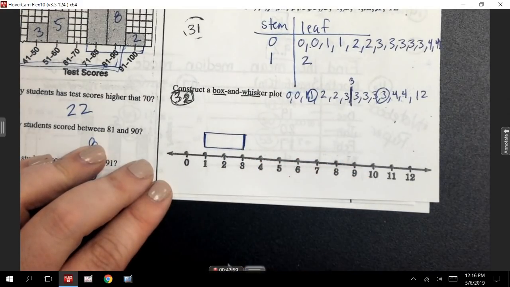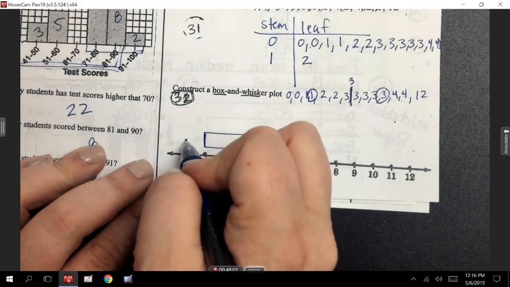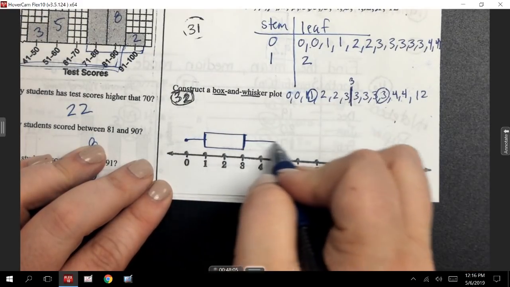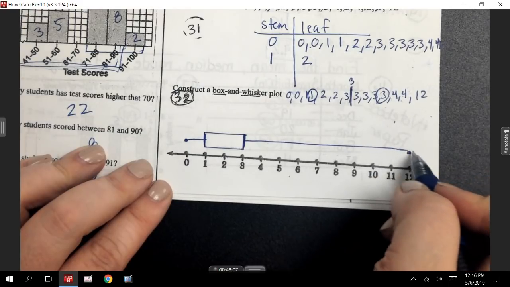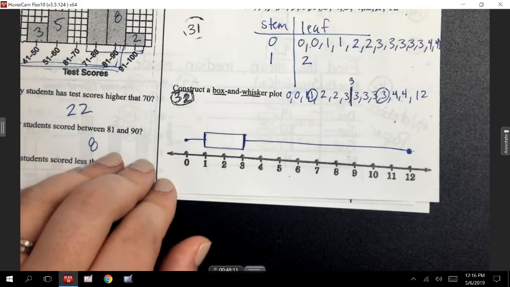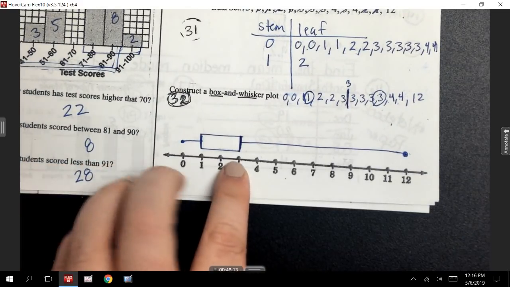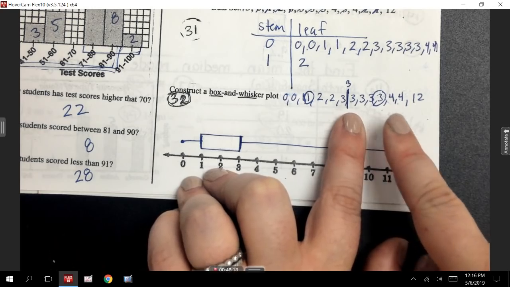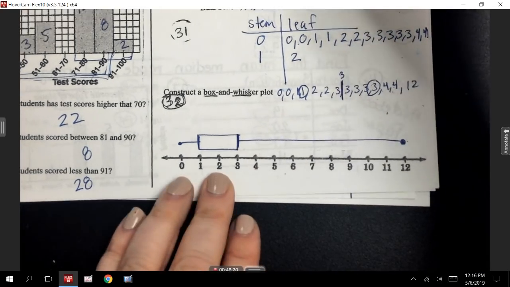Guys, sorry, this is not a very excellent problem. My whisker goes out to 0, and my big whisker goes out to 12. On the test, they come out really nice. Like, box and whisker look the way they should look. This doesn't look right because my median and my UQ were the same number. So that's why it looks so bad.